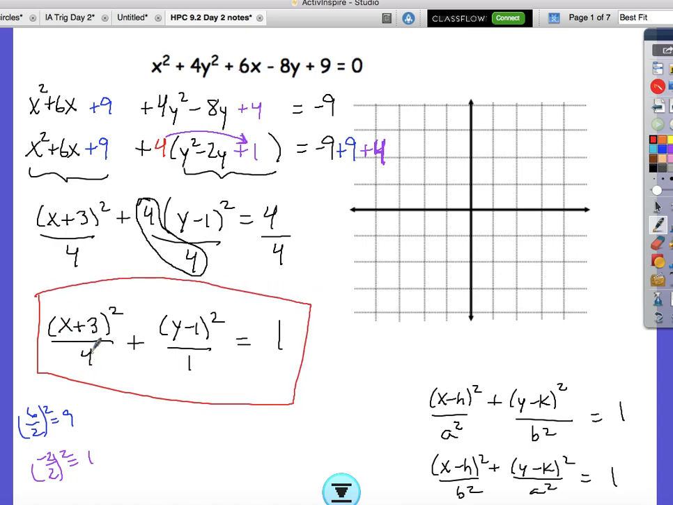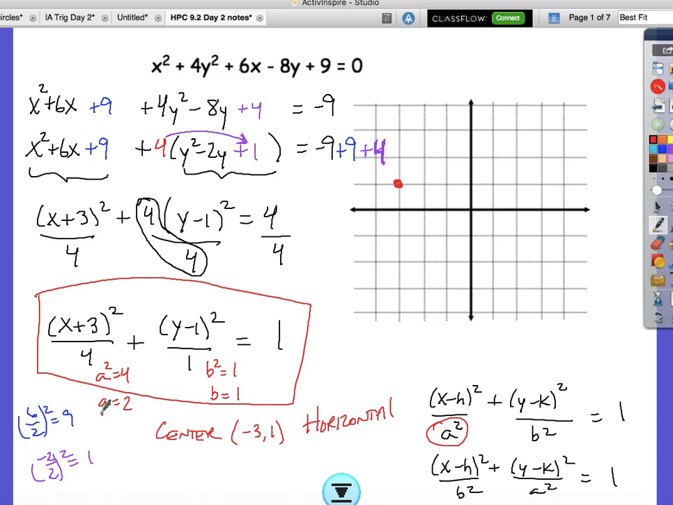All right, so here is my equation. Okay, the number underneath the x's is bigger, so that's the a squared. So if a squared equals 4, then that means that a is 2. And then that means that this is the b squared. So if b squared is 1, then b is 1. The center is at negative 3, positive 1. I'm going to graph that, negative 3, positive 1. Because the a squared is underneath the x's, that means that this is horizontally aligned.